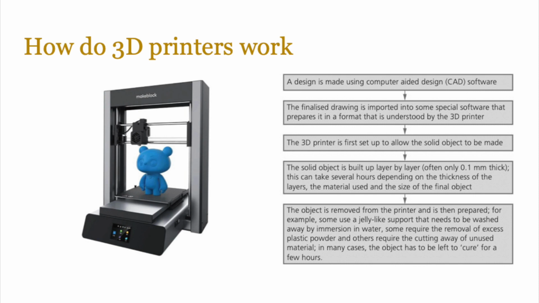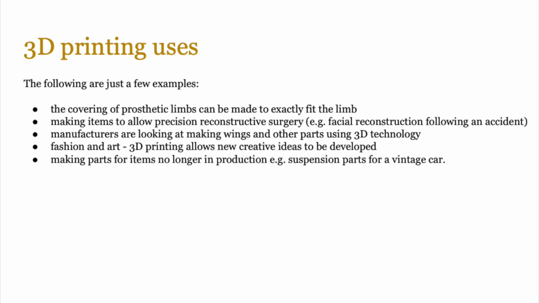The object is removed from the printer and is then prepared. For example, there might be some support type structures which need to be removed, and we might need to polish it and do all sorts of things to make it look like the actual thing we wanted to print out. And 3D printers aren't just used to print out just objects.